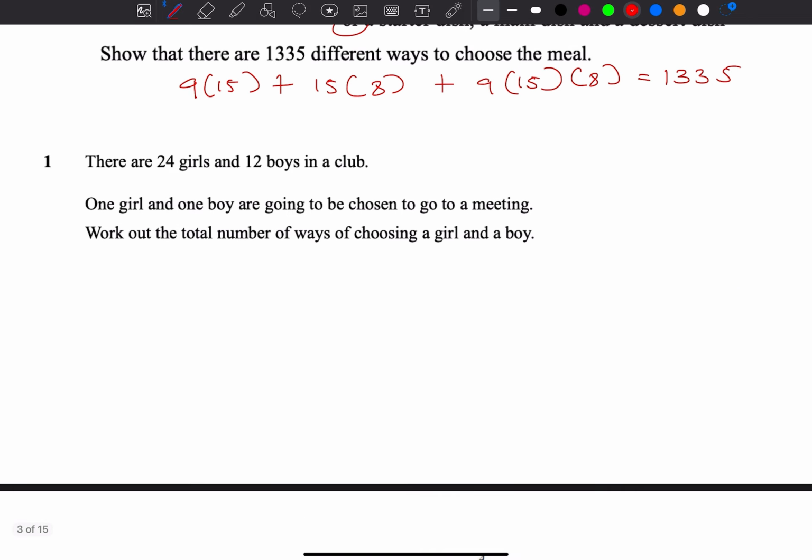You're going to choose a boy and a girl. What is the number of ways of choosing a boy and a girl? So how many girls and how many boys? Girls are 24 times boys is 12, which will give you what? 24 times 12, 288.